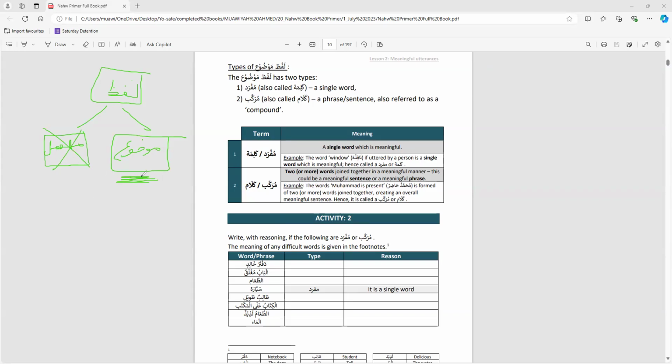Now let's focus on mawdu. Love the mawdu, meaningful stuff. Now mawdu can have two types: mufrad or murakkab.